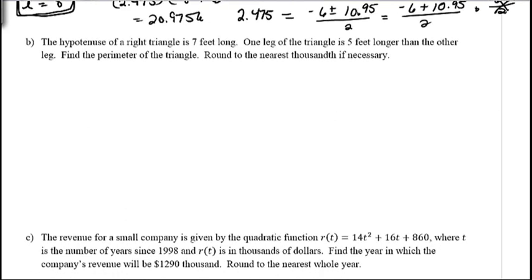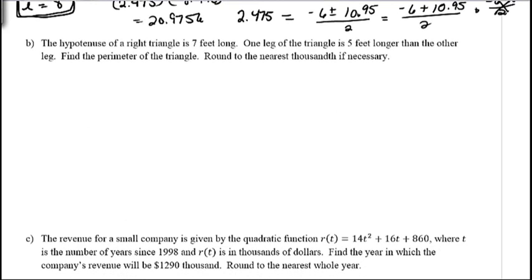In our next problem, the hypotenuse of a right triangle is 7 feet long. One leg of the triangle is 5 feet longer than the other leg. Find the perimeter of the triangle and then round to the nearest thousandths if necessary.